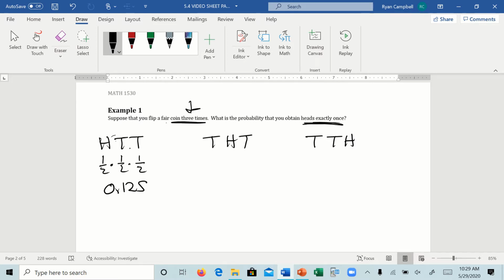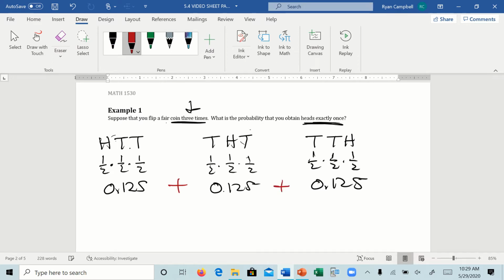So let's do the next one. Probability of getting tails, 1/2. Probability of getting heads, 1/2. Probability of getting tails, 1/2. This is the exact same thing, so it's 0.125. And again, you can see this is going to have the exact same probability: 1/2 times 1/2 times 1/2, which will be 0.125. So if we add all these up, we end up with 0.375.